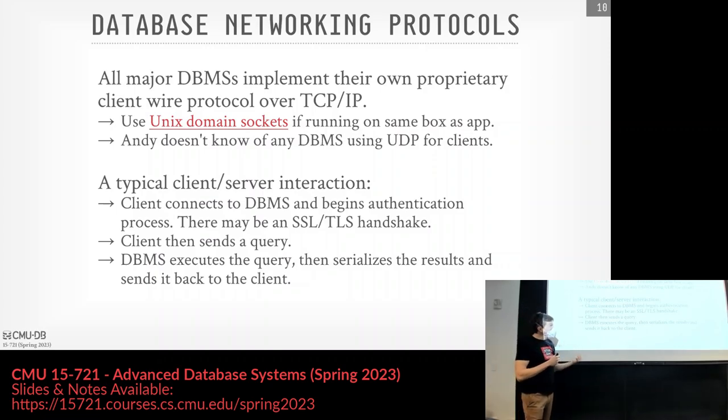I don't know of any database system that uses UDP connections for client communications. There's one system I know, Yellowbrick, that uses UDP for the nodes to talk to each other, but for the client talking to the server, everything's done over TCP/IP. And the paper you read talks about how I think DB2 and Oracle send confirmation messages when you get results back: I got this, give me more. That's basically what TCP is doing underneath the covers, right? Because you're getting all the ACKs that you got stuff.